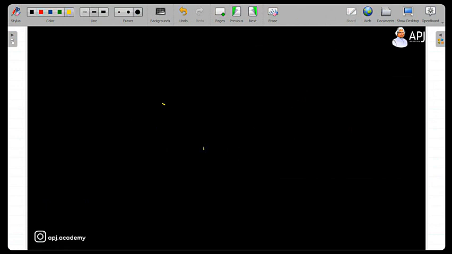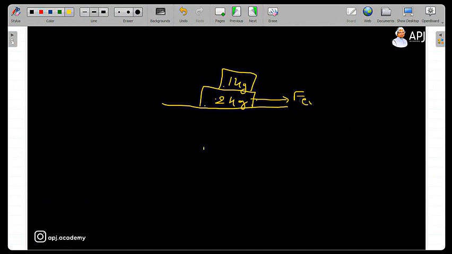एक surface draw कर रहा हूँ. This is ground, okay, and on the ground a block is kept. Let this block be of mass 2 kg, and on top of it another block is kept. इसका mass 1 kg है. दो block है, ठीक है. The lower block has mass 2 kg, upper block has mass 1 kg. On the lower 2 kg block I am applying an external force F external. Okay, an external force F is applied.